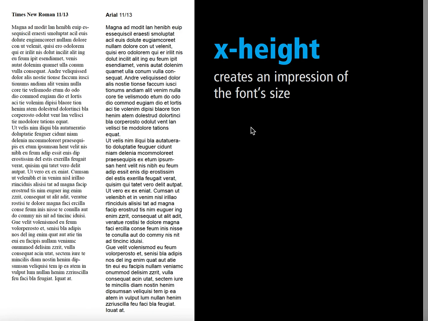X height, kind of the height of your lowercase letters, creates an impression of the font's size. So you can see this one has a shorter X height. For some reason it looks shorter, even though they're both the same font size. Whereas this font, Arial, has a taller X height and it makes the font look bigger.